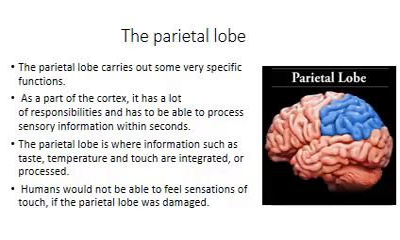The parietal lobe. The parietal lobe carries out some very specific functions. As a part of the cortex, it has a lot of responsibilities and has to be able to process sensory information within seconds. The parietal lobe is where information such as taste, temperature, and touch are integrated or processed. Humans would not be able to feel sensations of touch if the parietal lobe is damaged.